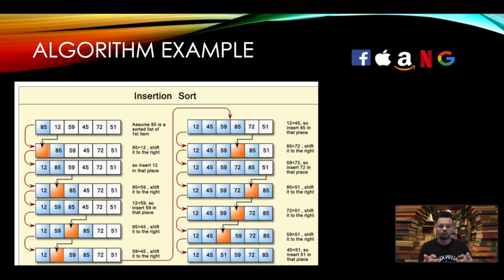Now we start from 12 and see what is the correct position in the sorted array. 85 is already there, so you will be placing 12 before 85, right? That's the first iteration. In the second iteration, we will be going to 59, placing 59 in the right position in the sorted array. So the sorted part, 12, 59, 85, is now sorted. Similarly, you will be placing 45 in the correct position, and you can see how the sorted array is growing, right?